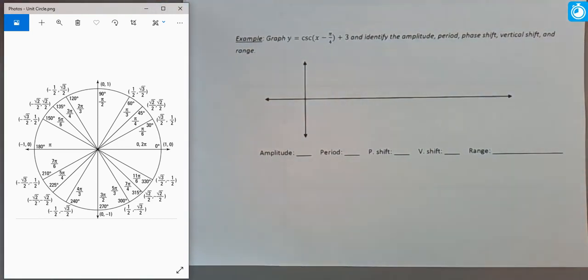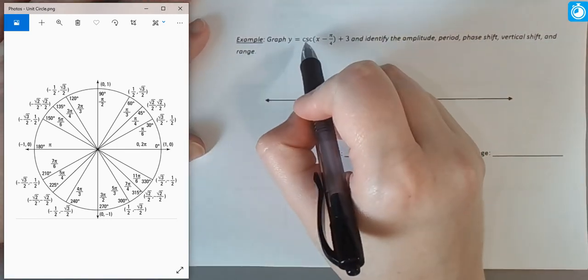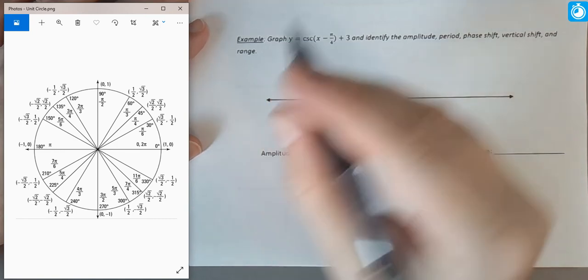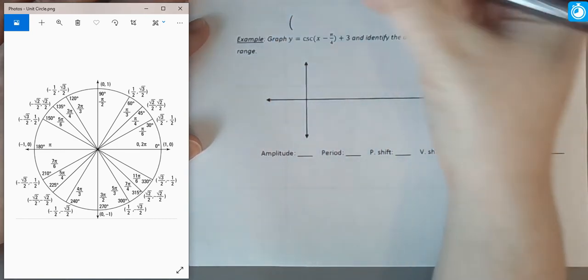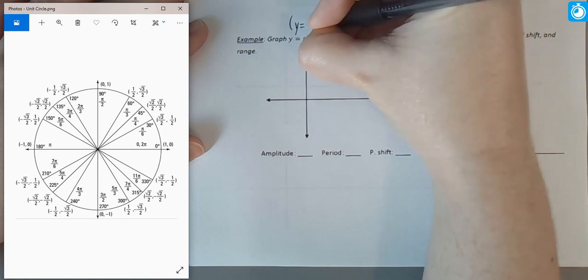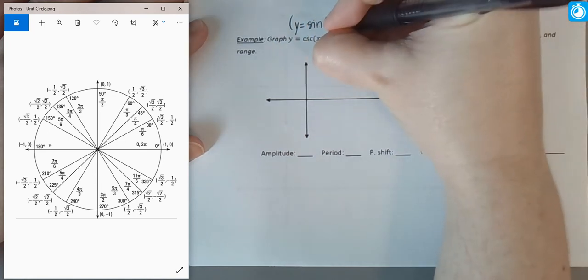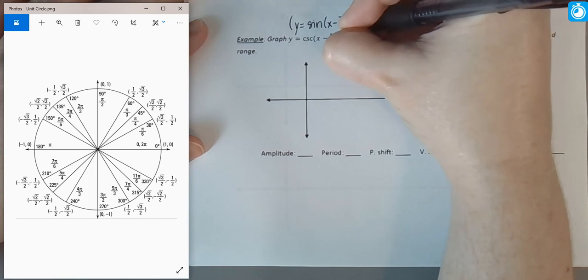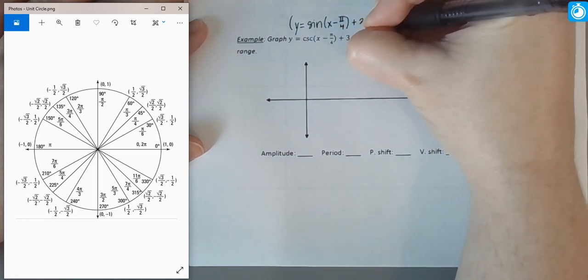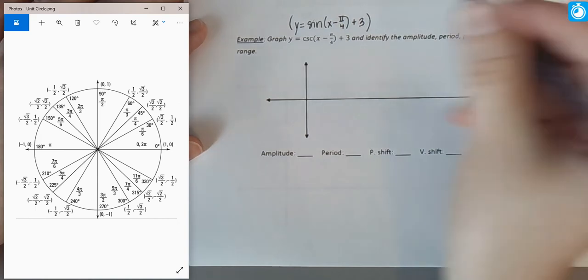Okay, so we want to graph y is equal to the cosecant of the quantity x minus pi over 4 plus 3. And again, we want to identify the amplitude, the period, the phase shift, if there's a vertical shift, and ultimately the range, and we'll wait on the actual graph to do that part. So here, because we're graphing a cosecant, we're going to graph it using the sine as a guideline. So in addition to graphing this, we want to graph its corresponding sine function, which is going to be the sine of the quantity x minus pi over 4 plus 3.